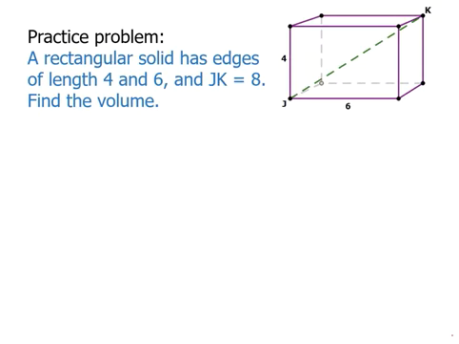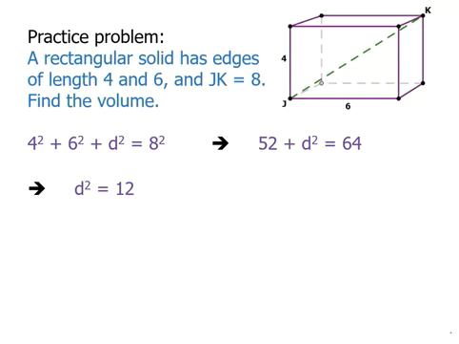Here's a practice problem. Pause the video and then we'll talk about this. Okay, let's talk about this. We have the length of two edges and we also have the length of the space diagonal. So we don't know what that depth is, but we know that 4 squared plus 6 squared plus d squared equals 8 squared. So 4 squared 16 plus 6 squared 36, add those together, that's 52, equals d squared plus 64. D squared equals 12, so d equals square root of 12, or we can simplify that to 2 square root of 3.